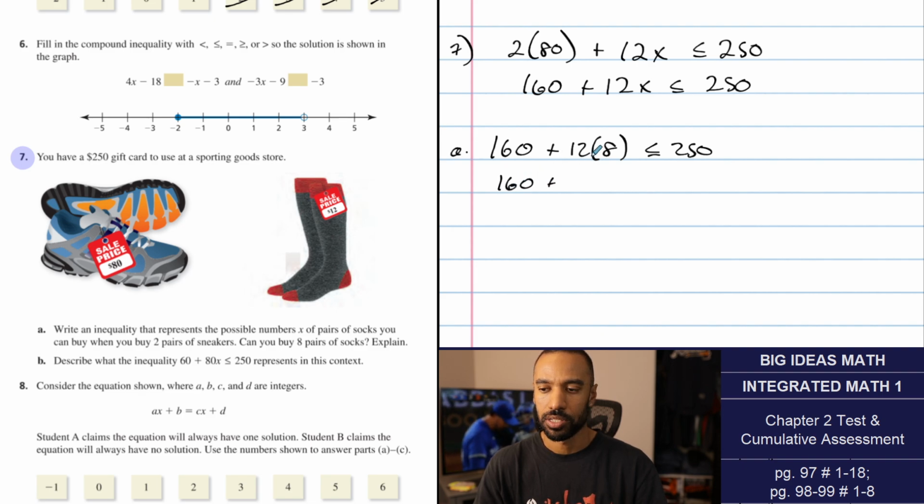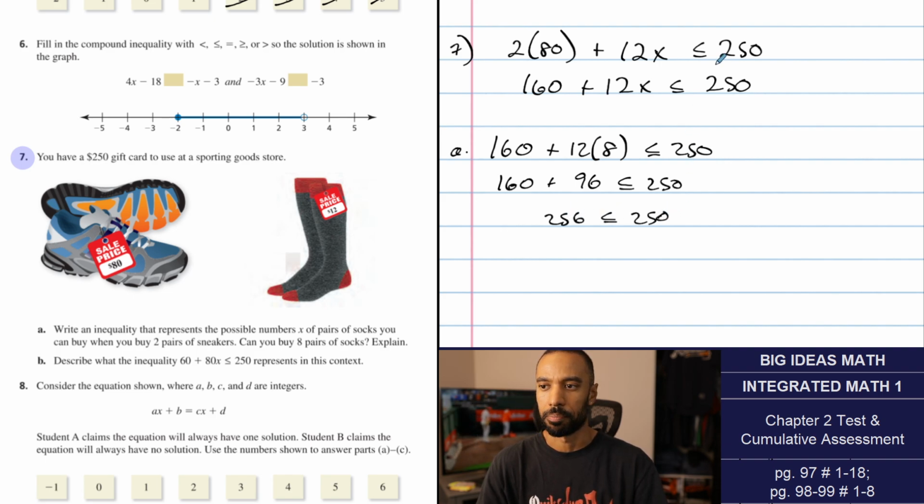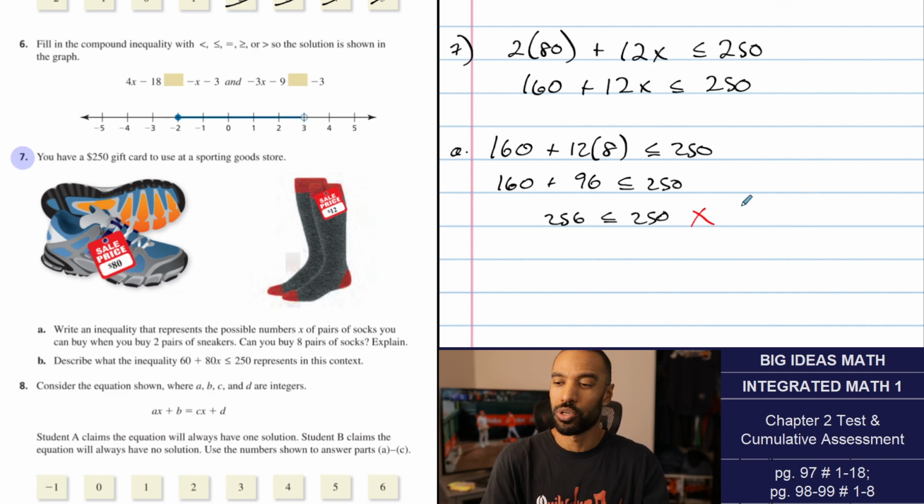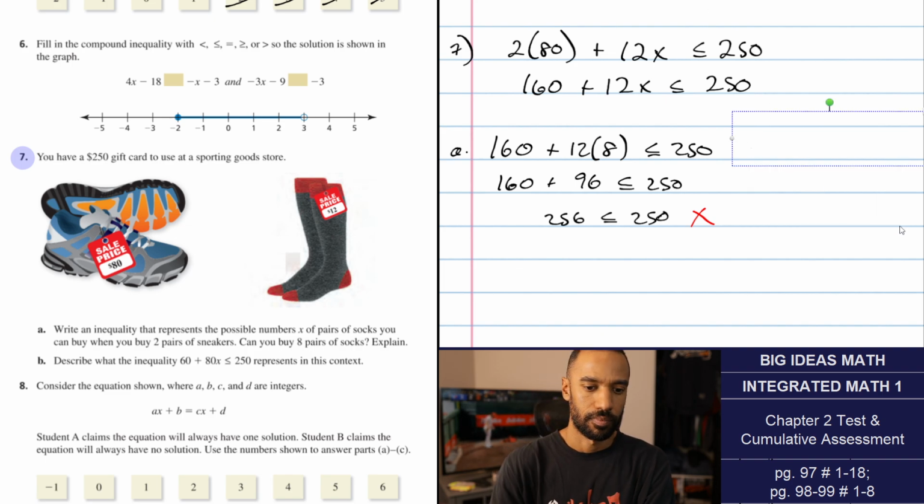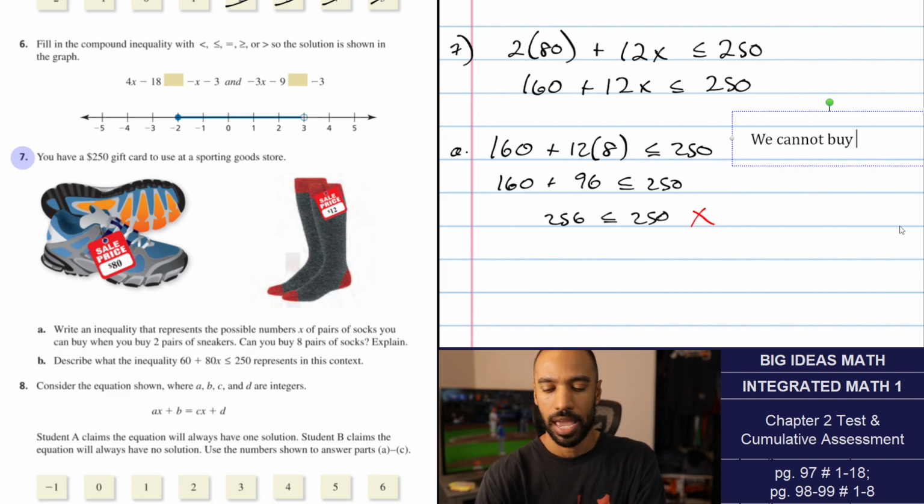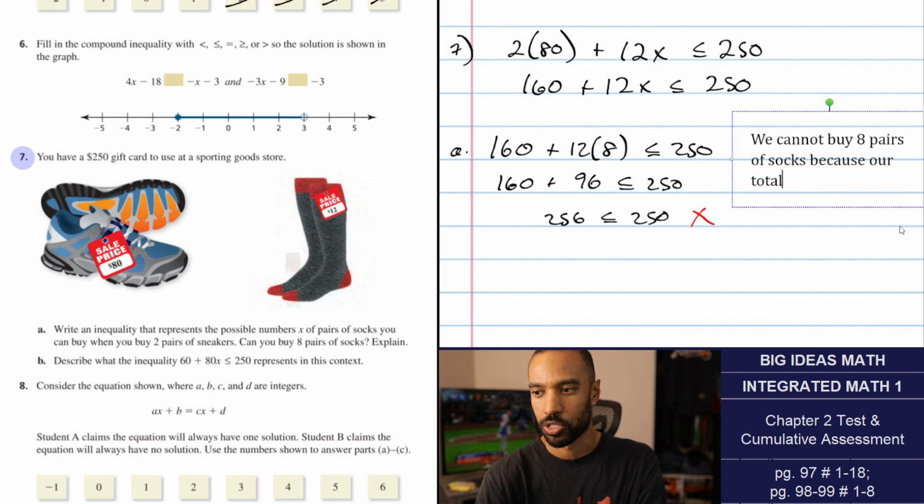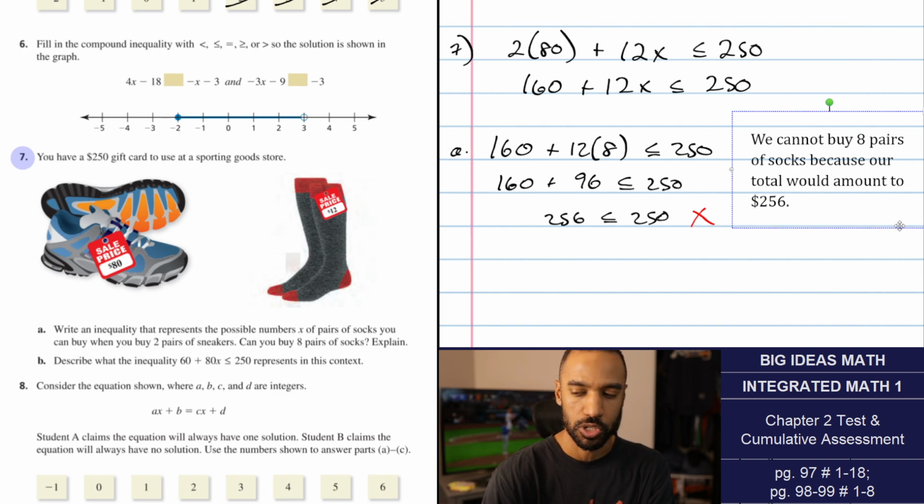That's 160 plus 12 times 8, which is 96, right? I don't do 12s anymore these days. 160 plus 96 is 256. Is 256 less than 250? No. Equal to 250? No. I wish they had one that was equal to, so we can remind ourselves that less than or equal to means that that's good. So we cannot buy 8 pairs of socks because our total, because we're poor, would amount to $256, which of course is more than 250.